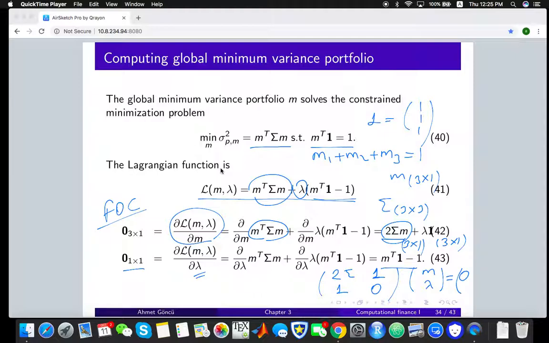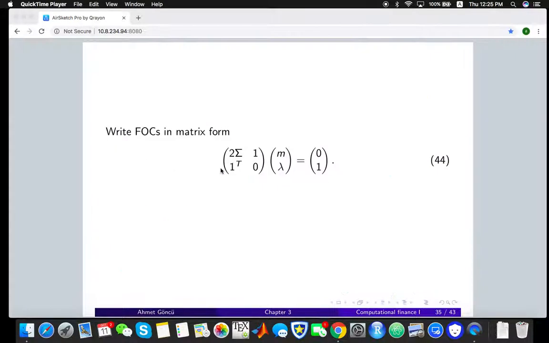Then the next term we have is m times 1, which is going to be a transpose here, and then we have 0 times lambda. This should be equal to 1, and this 1 here is a scalar. So this is what we have here. You can see we have 2 times sigma, 1, 1 transpose, and 0.